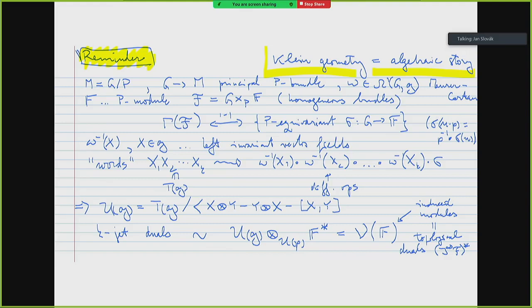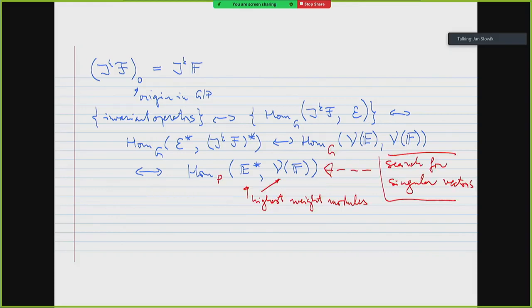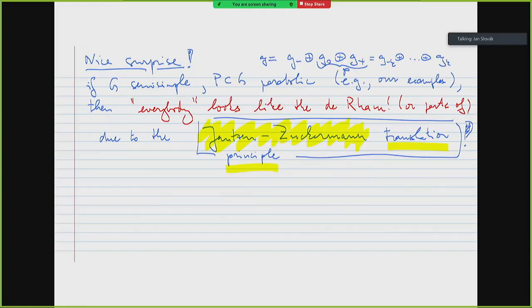And in our case, because I'm today exclusively dealing with parabolic geometries, actually just a few examples only, this means that we know nearly everything about the structure of the modules, about the structure of the homomorphisms, and so on. And I also managed to show the Frobenius reciprocity and explain that actually looking for homomorphisms is the same as searching for the singular vectors.